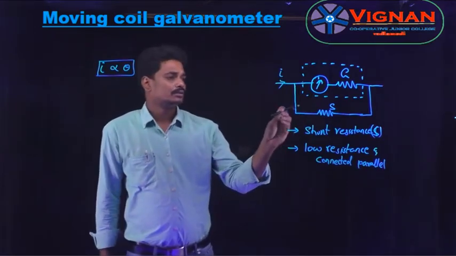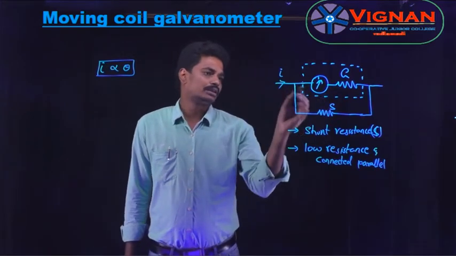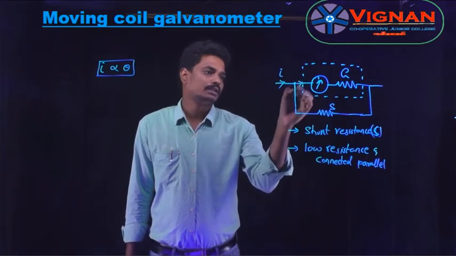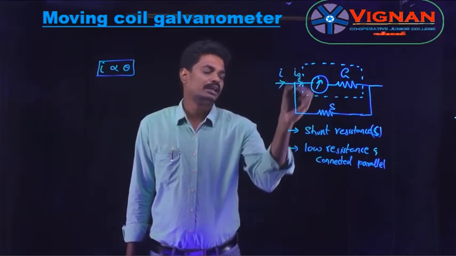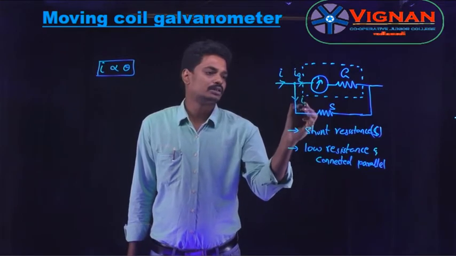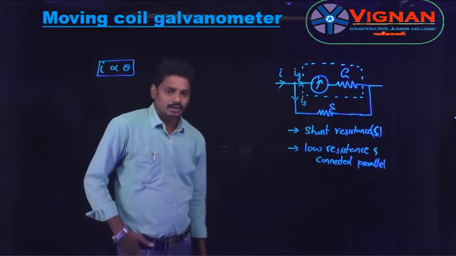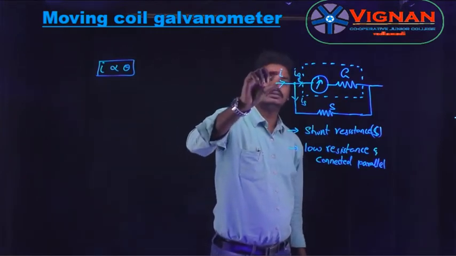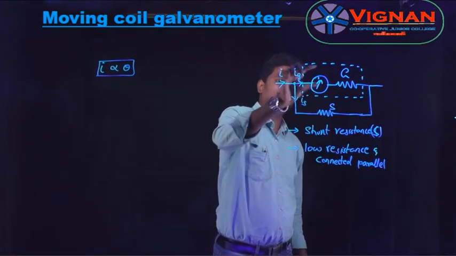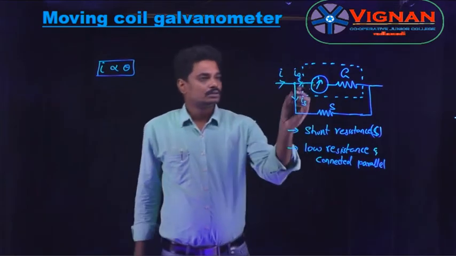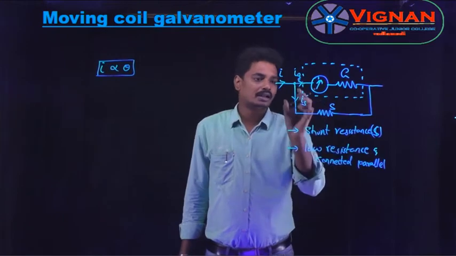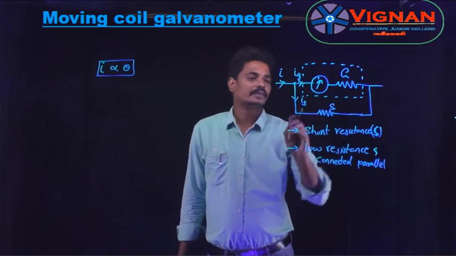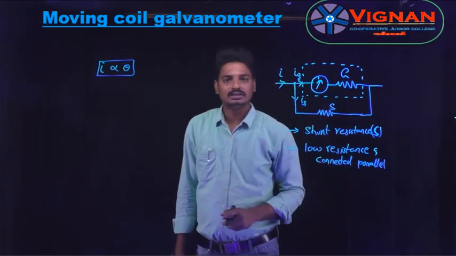When a shunt resistance is connected to the galvanometer, at this node the current is divided into two paths. Let the current through the galvanometer be Ig and the current through the shunt be Is. You can observe here, I is the current which I need to measure. By connecting a shunt resistance in parallel to the galvanometer, some part of the current flows through the galvanometer and another part flows through the shunt. Let Ig be the current flowing in the galvanometer and Is the current flowing in the shunt.